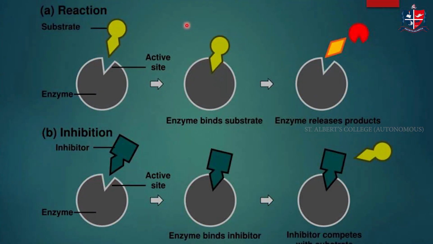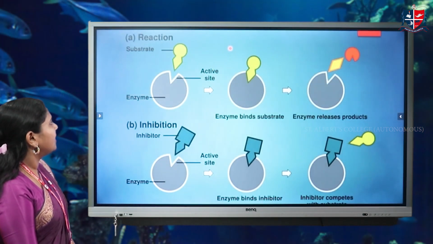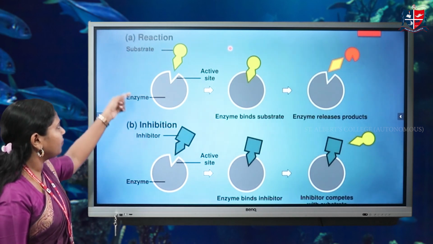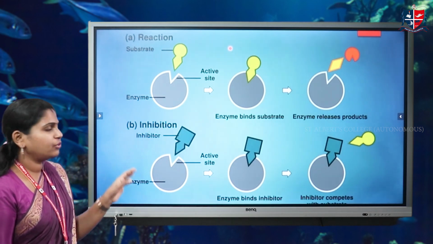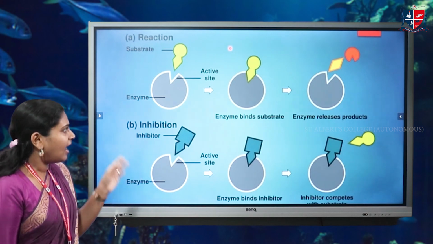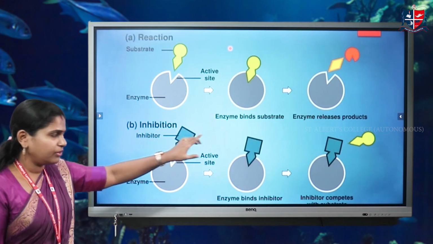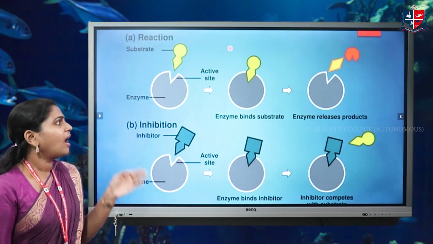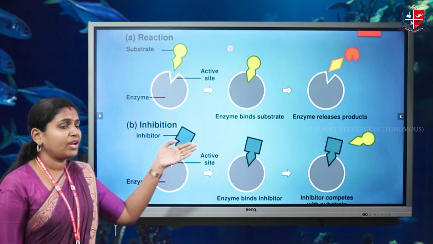Now, before dealing with the classification, we can move toward the enzyme reactions. Here in the first reaction, that is the first figure, we can see the normal reaction. The enzyme binds with the substrate at the active site to form the enzyme substrate complex. After that, in the last reaction, the product is released.